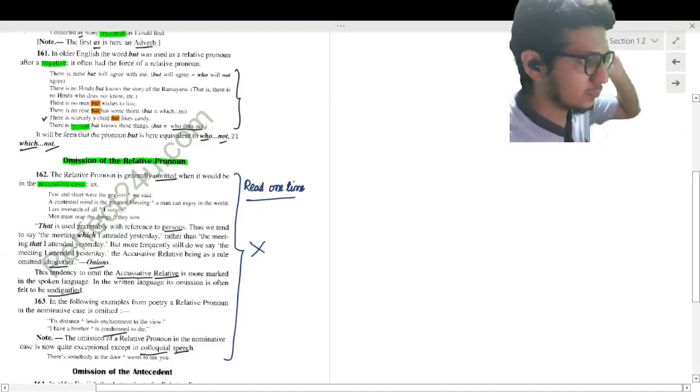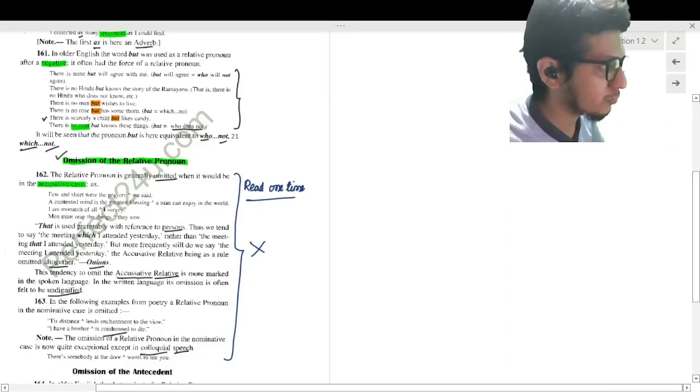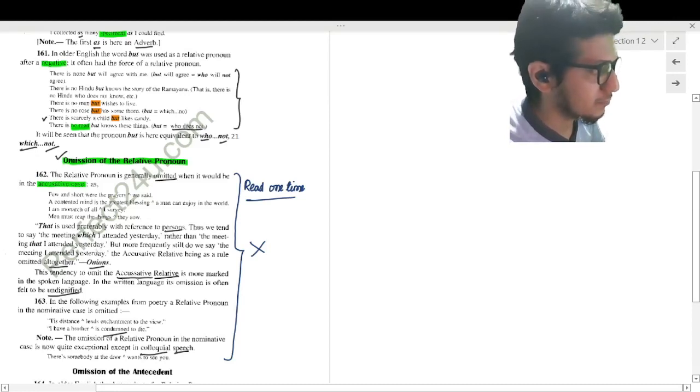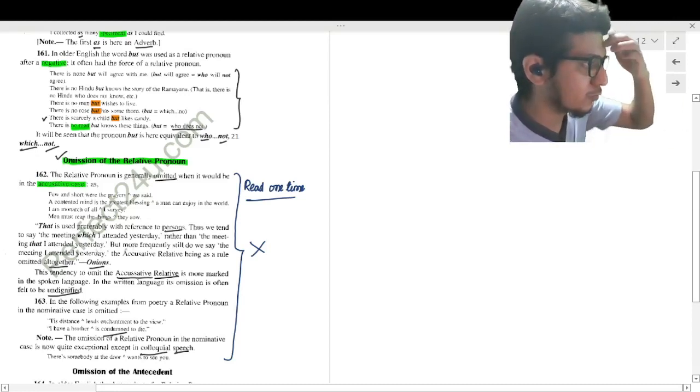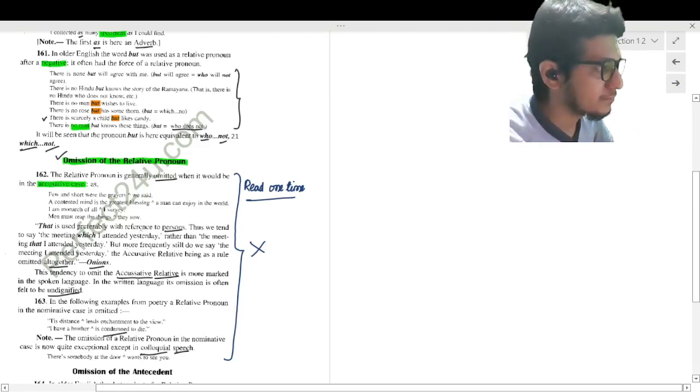Now we will read omission of the relative pronoun. The relative pronoun is generally omitted when it would be in the accusative case.